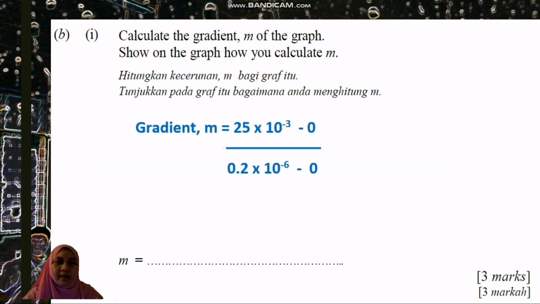So how to find the gradient? Gradient is equal to y2 minus y1 divided by x2 minus x1. So the value of the gradient is 125 thousandths. Since both IC and IB are in ampere, so there is no unit remain for this gradient.